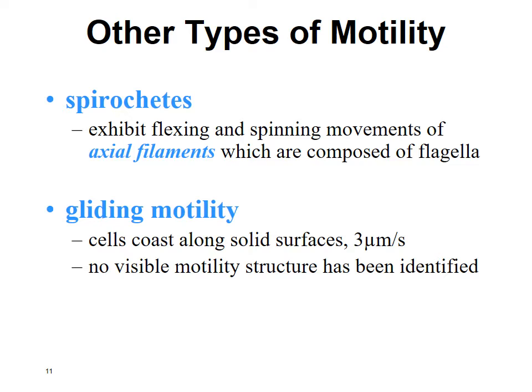A very different type of motility called gliding motility is employed by many bacteria, including the photosynthetic cyanobacteria. Although there's no visible external structures associated with gliding motility, it actually enables movement along solid surfaces at rates up to 3 microns per second.